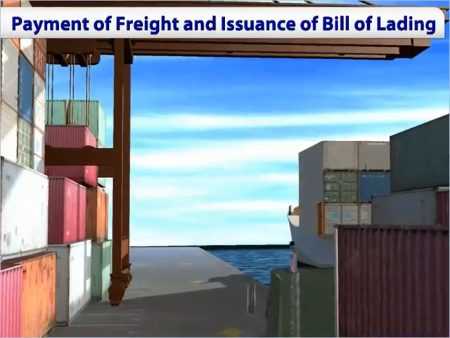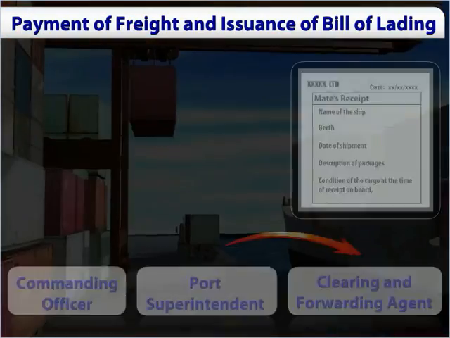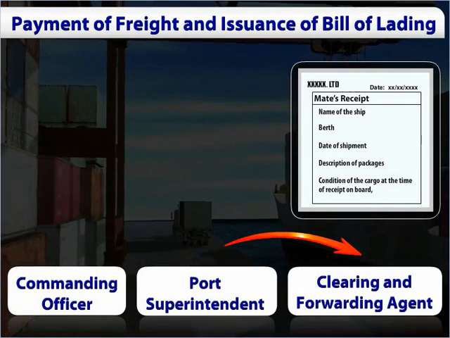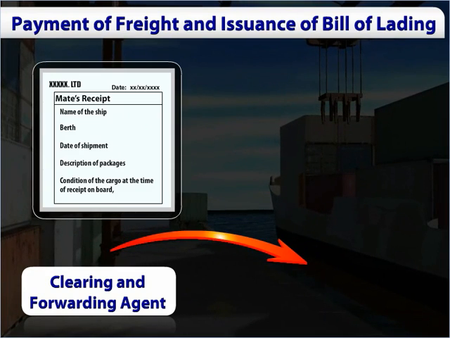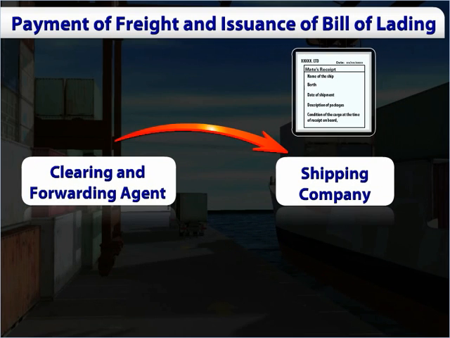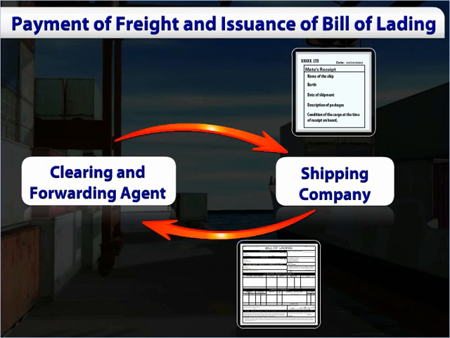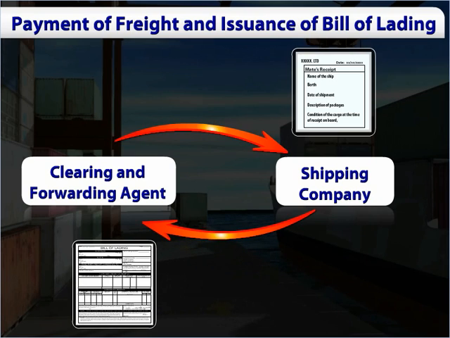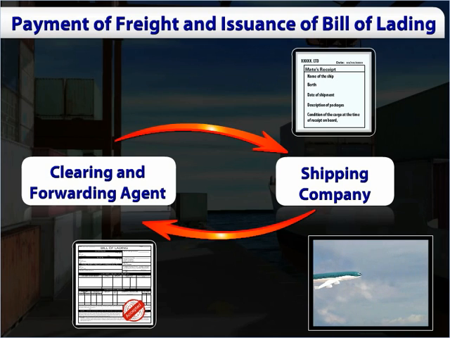Payment of freight and issuance of bill of lading. On the basis of mate's receipt submitted by clearing and forwarding agent to the shipping company, freight is computed by the shipping company. Shipping company issues bill of lading to the clearing and forwarding agent as an acceptance of goods to be dispatched at the designated place. In case the goods are dispatched through air transport, this document is called the airway bill.